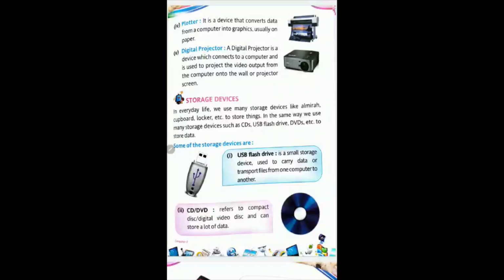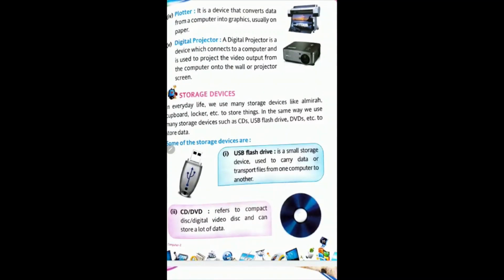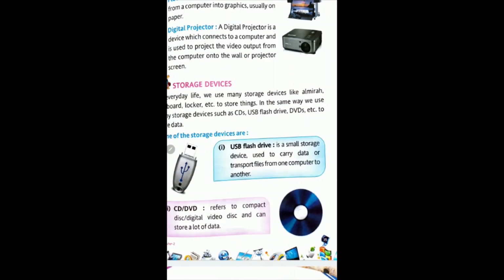The size and capacity of each storage device is different. Computer has inbuilt memory, but to store a large amount of data, we need secondary storage devices. Storage devices help us to carry data from one place to another also. Now there are some of the storage devices. The first storage device is USB flash drive. It is a small storage device used to carry data or transport files from one computer to another.